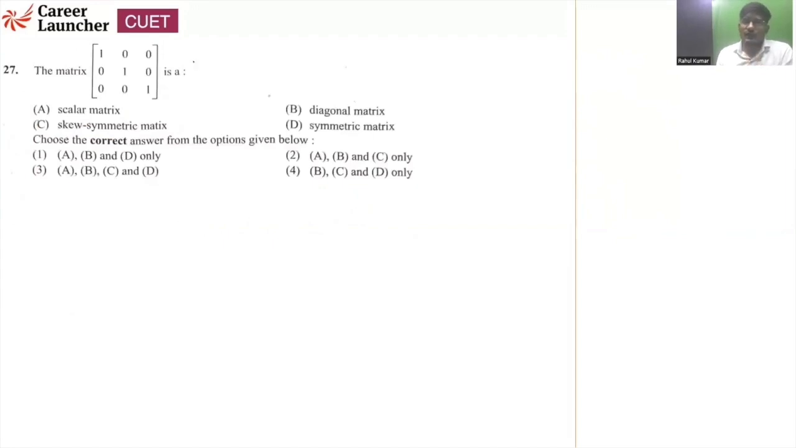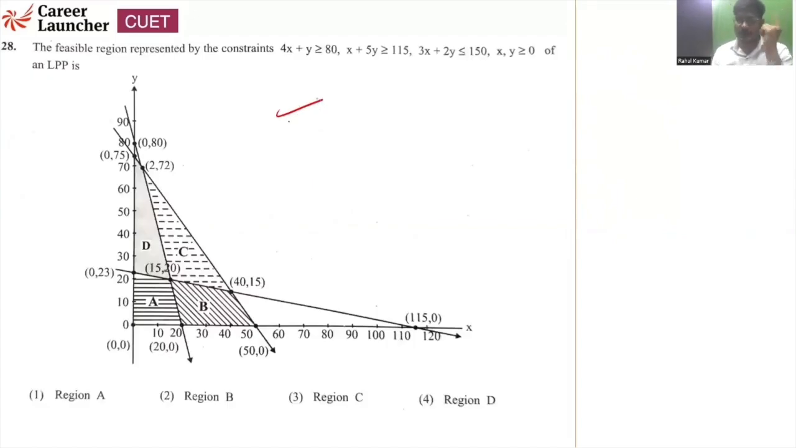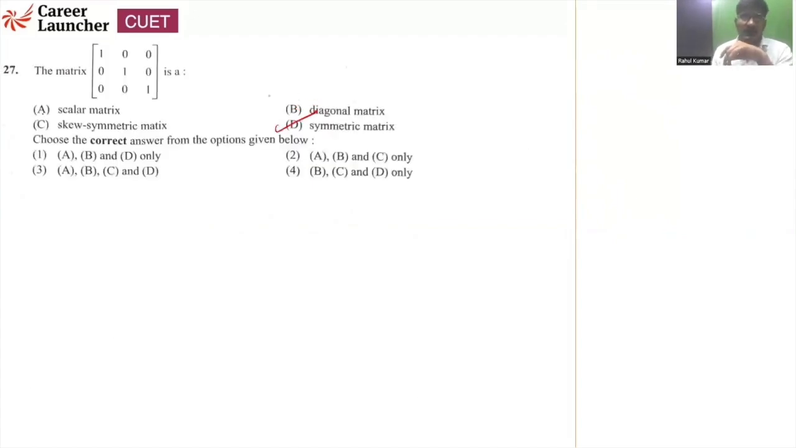Now the next question is, which of the following is correct? So this is an identity matrix. The identity matrix is a diagonal matrix. It is a symmetric matrix. It is a diagonal. Okay. It is not a skew symmetric matrix. It is a scalar matrix. So A, B, D, option 1 is the correct answer.